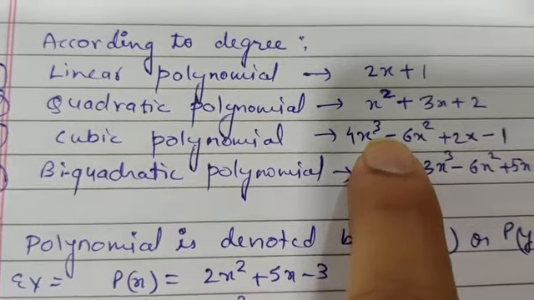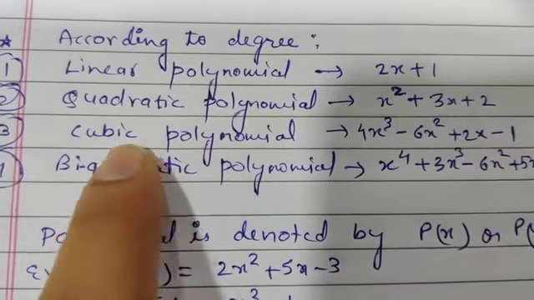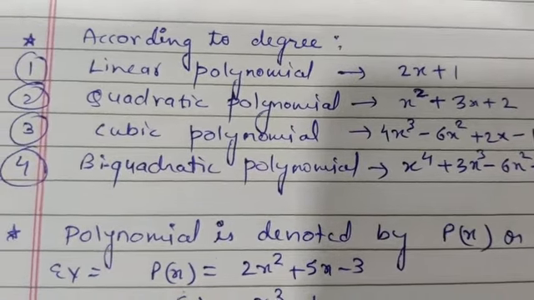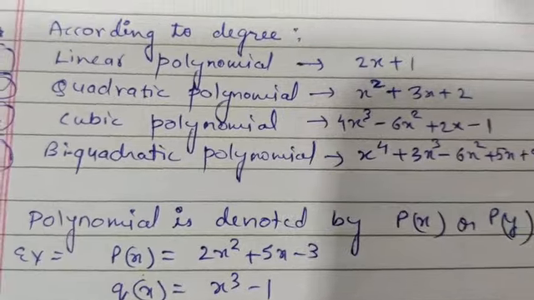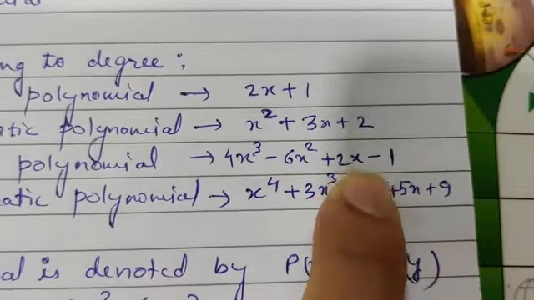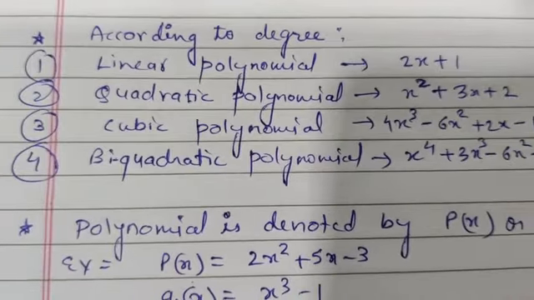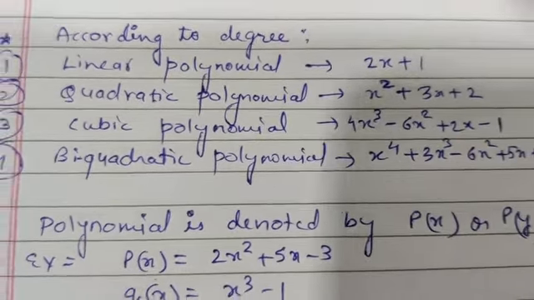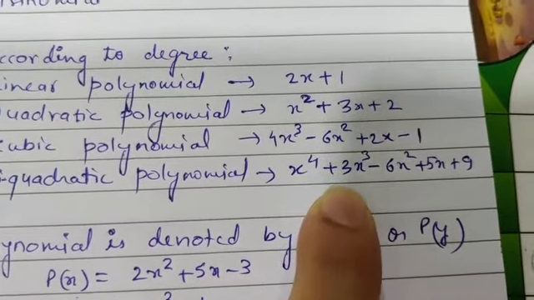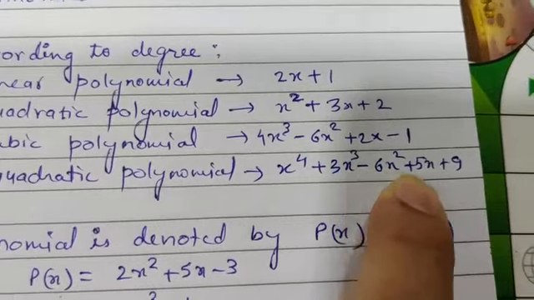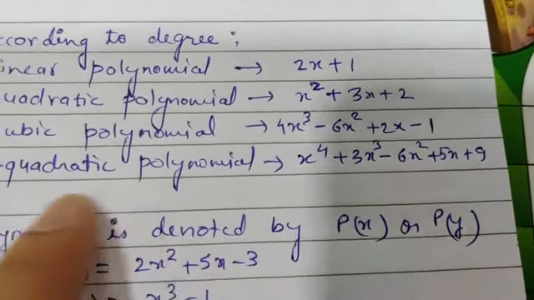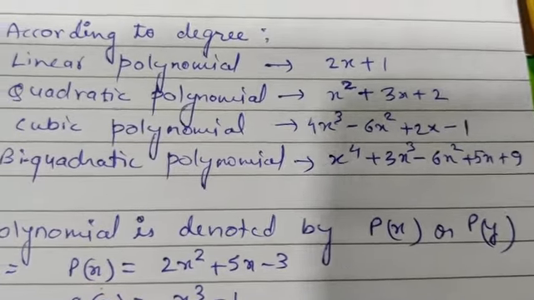What about 3? Cubic polynomial. Cube means 3. We use cube for 3. तो क्यूबिक पोलिनोमियल यहाँ यूज़ करेंगे हम 4x to the power 3 minus 6x square plus 2x minus 1. Fourth one is biquadratic polynomial, where the degree is 4, x to the power 4 plus 3x cube minus 6x square plus 5x plus 9. So highest power जो है वो यहाँ पे 4 है. That means biquadratic कहेंगे हम उसको, biquadratic polynomial.